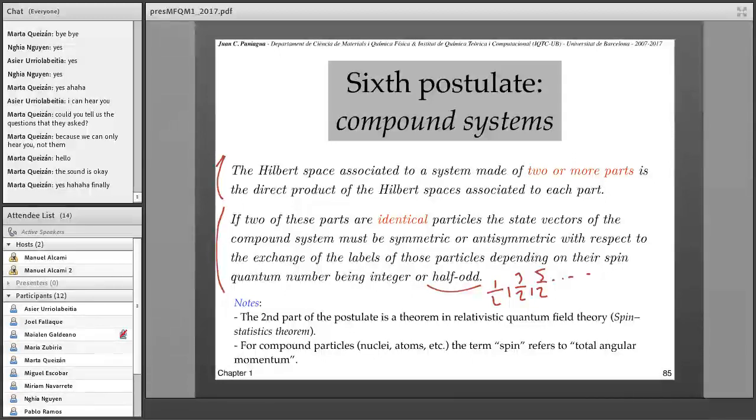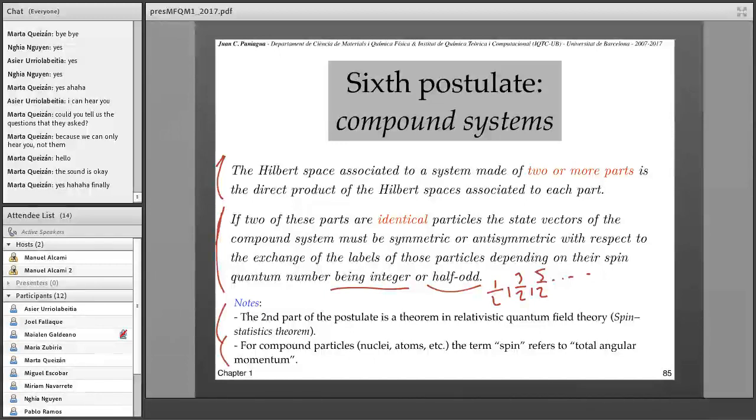Some remarks. This second part, in fact, can be demonstrated, can be proven in a wider frame, which is relativistic quantum field theory. So there is a theorem, the spin-statistics theorem, that allows us to connect symmetry and antisymmetry with the bosonic or fermionic character of the particles. You know that particles with integer spin are called bosons, particles with half odd spin are called fermions.